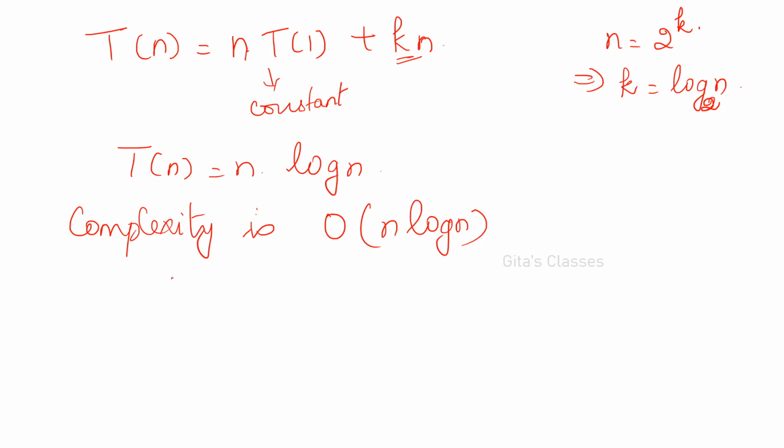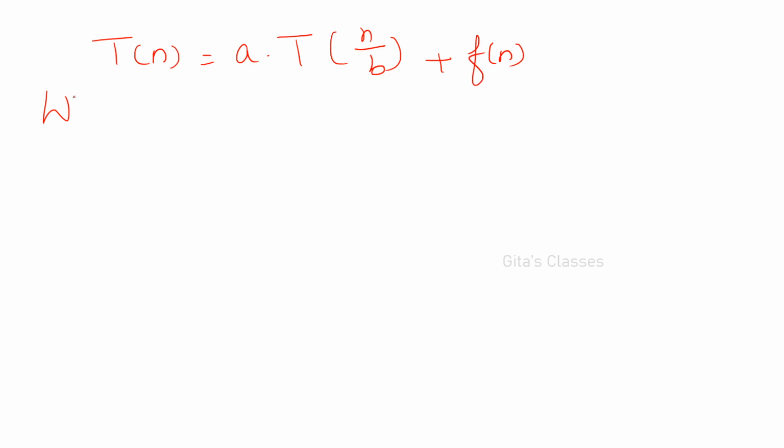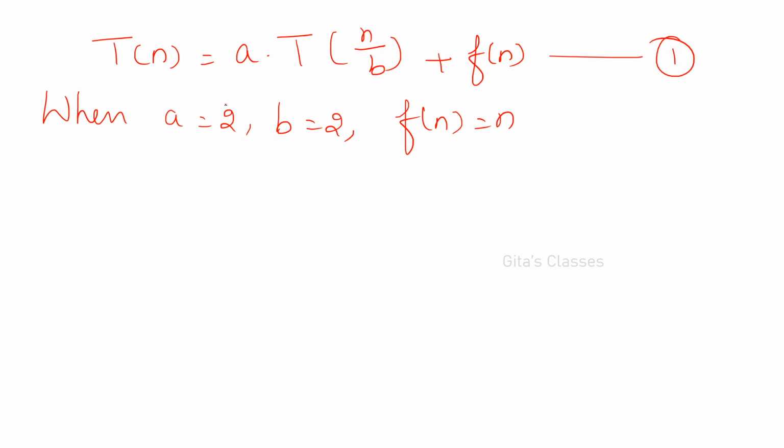Now, in general we have seen T of n is equal to A into T of n by B. This is the general recurrence relation, right? So when A is equal to 2, B is equal to 2 and f of n is equal to n, which is linear, just now we have solved this, right? What is the complexity we got? O of n log n, right? This is one example.